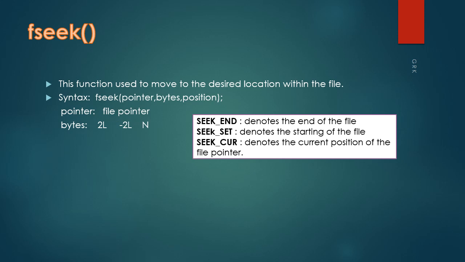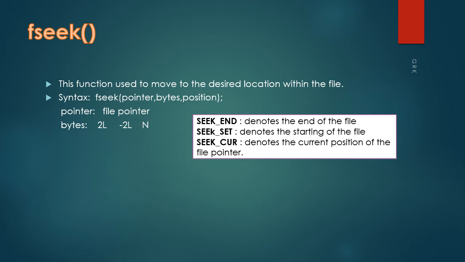It means from the end of the file we are trying to move. From the end of the file we can move only in the backward direction, because we are already at the end of the file, so we cannot move in the forward direction.